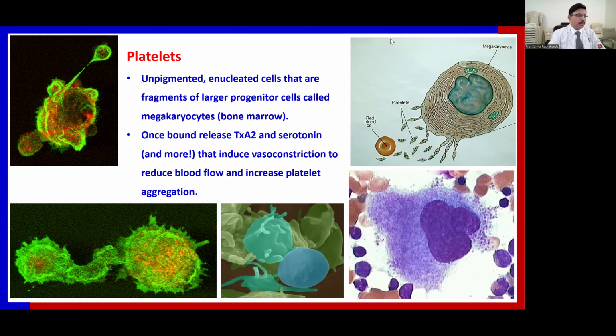Okay, once bound, they release thromboxane A2 and serotonin. Two important, powerful mediators that induce vasoconstriction. What is the purpose of thromboxane A2? It is a vasoconstrictor. Serotonin also is a vasoconstrictor to reduce the blood flow and to increase the platelet aggregation. Okay, these are the two things that happen.